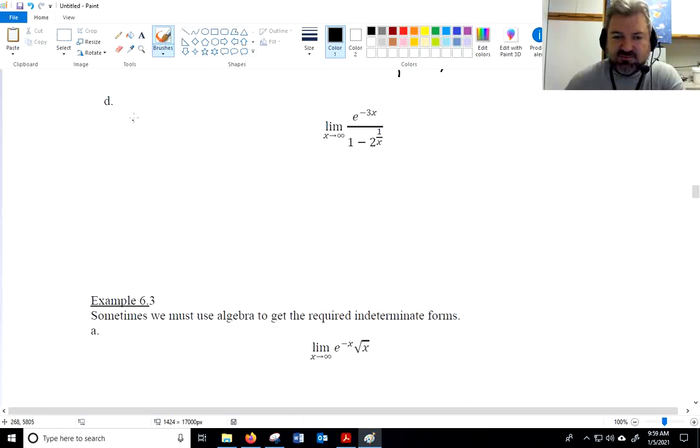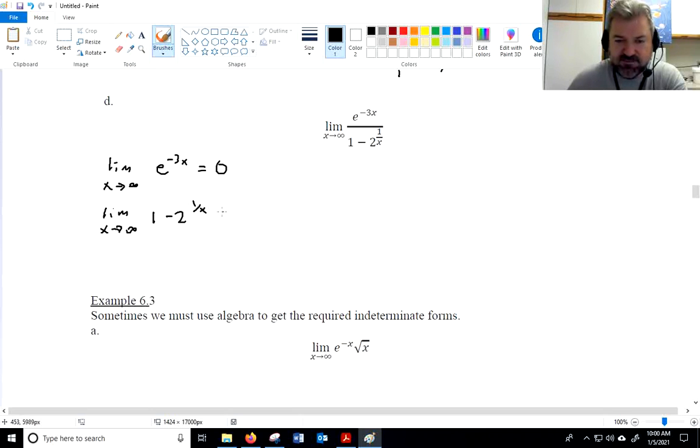All right, let's try this one here. The limit as x goes to infinity of e to the negative 3x. Well, e to the negative infinity is 0. Any e to a negative power means 1 over e to the infinity, and 1 over infinity is 0.